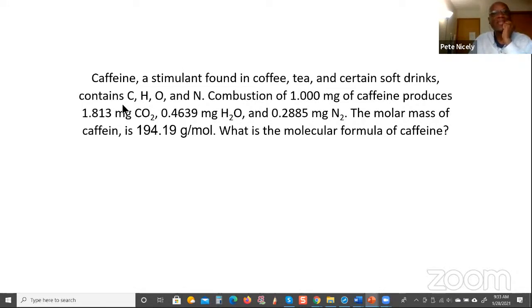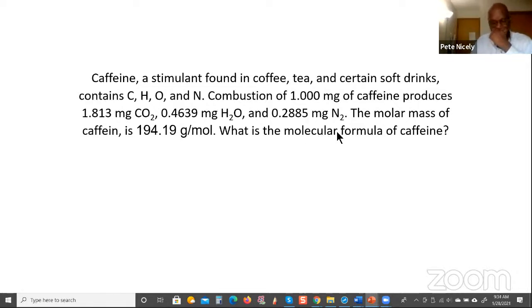It gives you that caffeine, which of course we're all familiar with. It's a stimulant that is found in different beverages, coffee, tea, etc. It contains carbon, hydrogen, oxygen, and nitrogen. So in this case, there are three elements we have to contend with. They say that combustion of 1.000 milligram of caffeine produces this amount of carbon dioxide, this amount of water, and this amount of nitrogen. And the question gives you the molar mass of caffeine, which is the additional information that you're going to need. We're going to see why that is important shortly. And therefore, the question is asking, what is the molecular formula of caffeine?